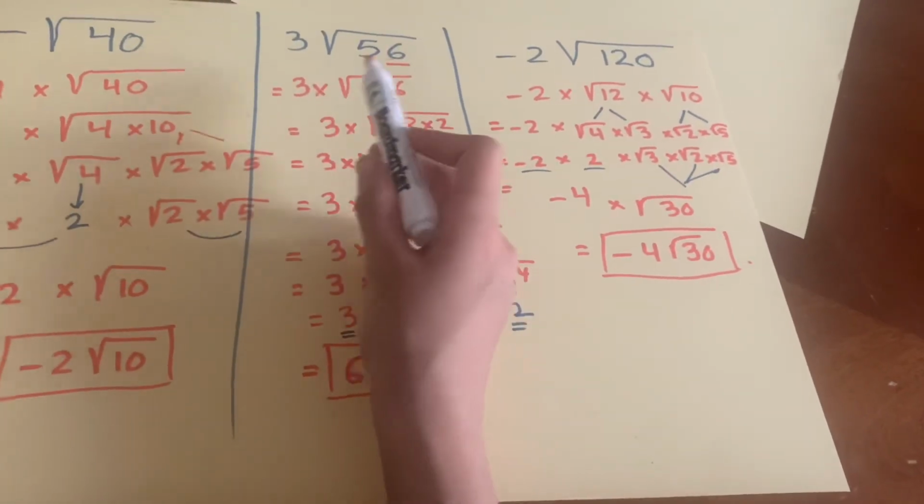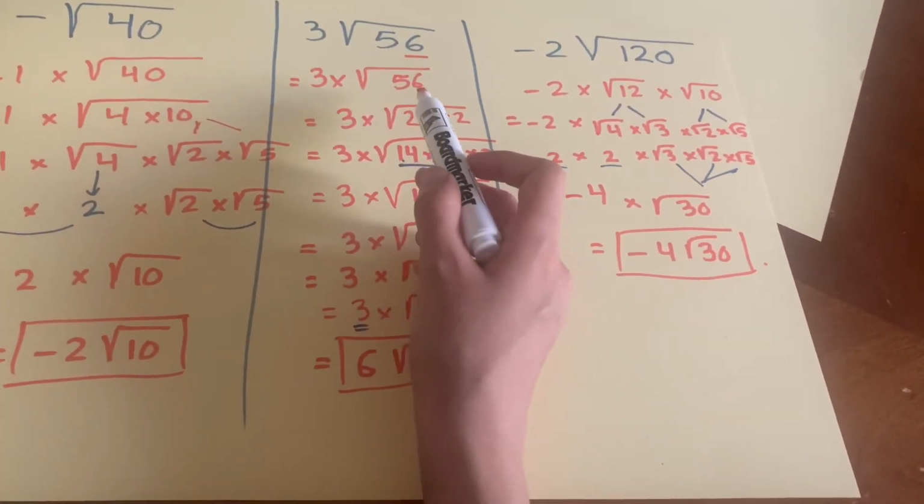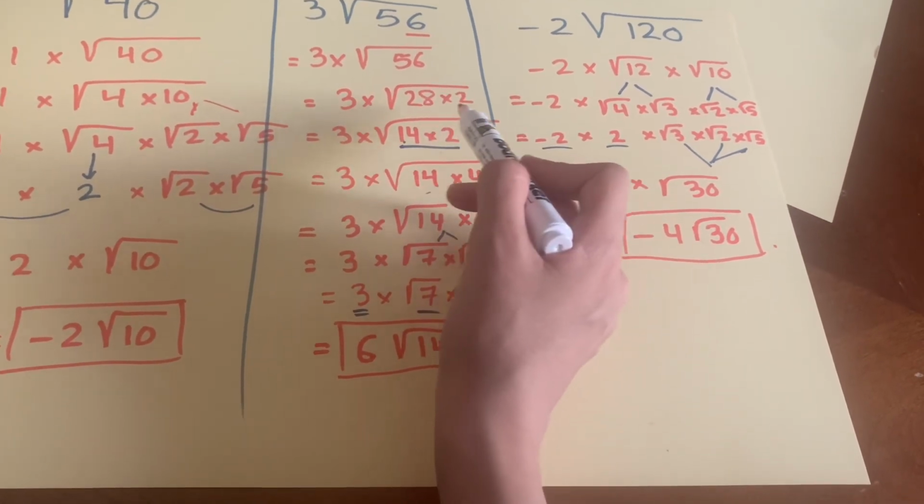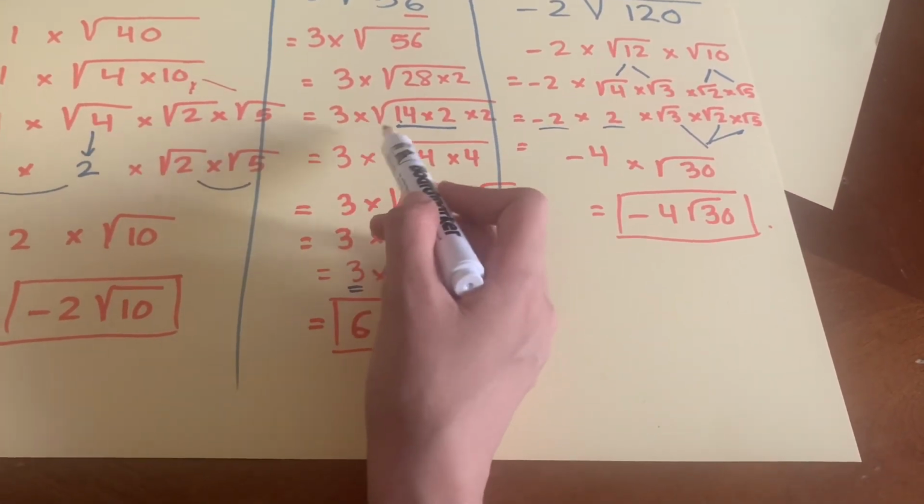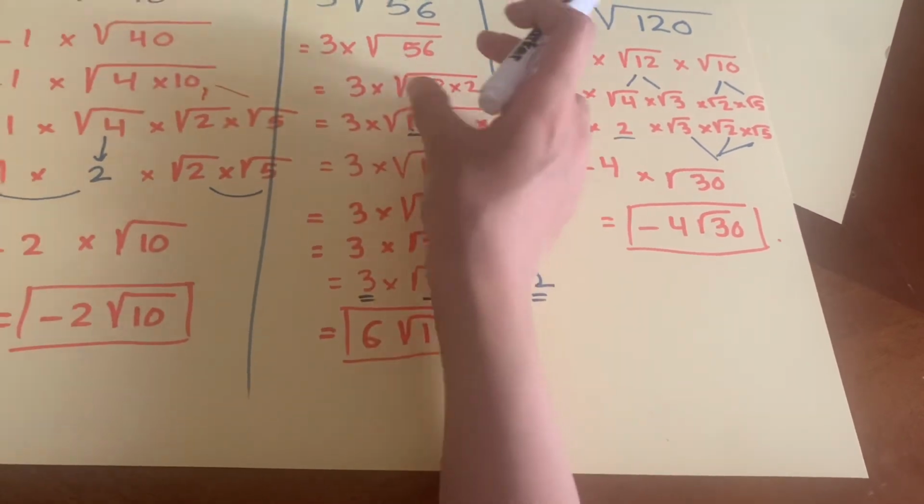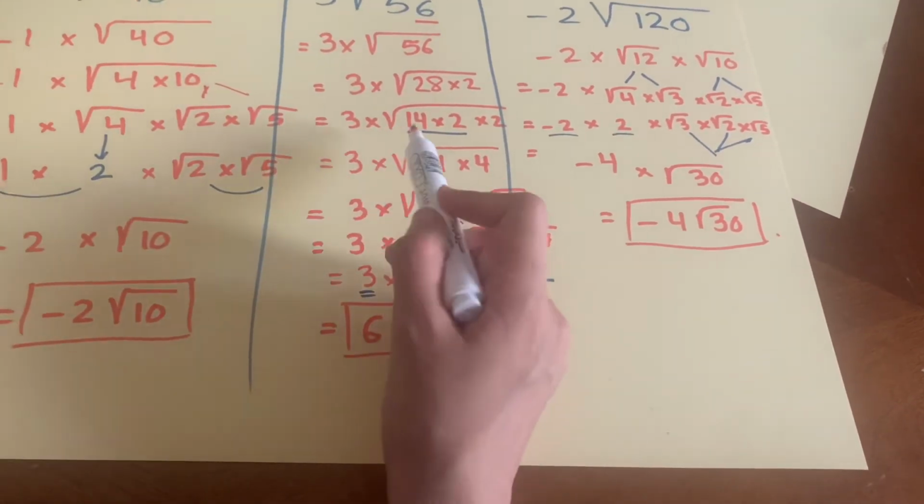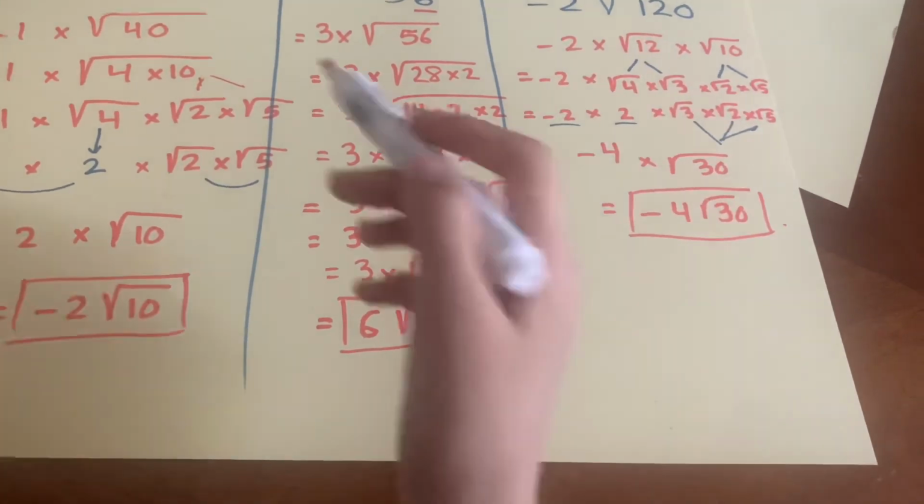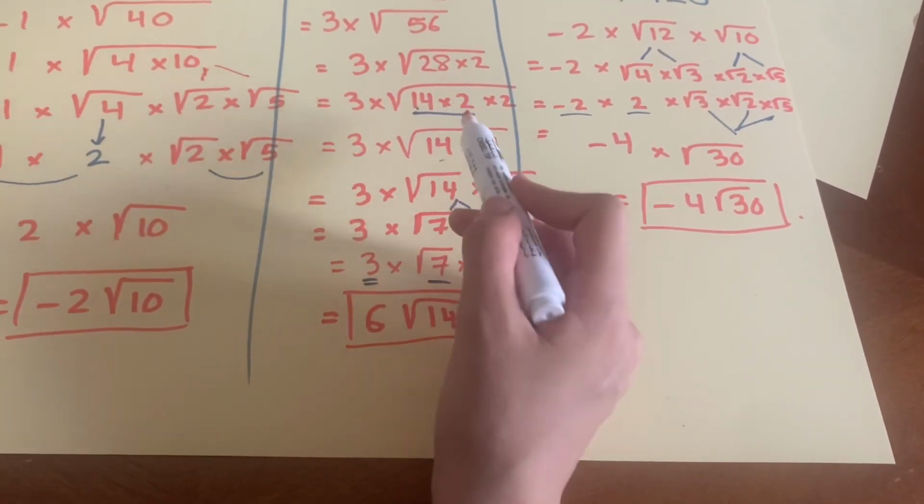Moving on to 3 radical 56. It's 3 times radical 56. Remember, this is divisible by 2, so I'm going to divide by 2. 28 times 2. So it's 3 times. Again, you can split them like here, or I'm going to split them inside, then you can split them. So this is 3 times. Now 14 times 2 is 28.